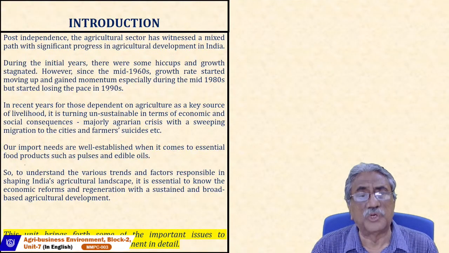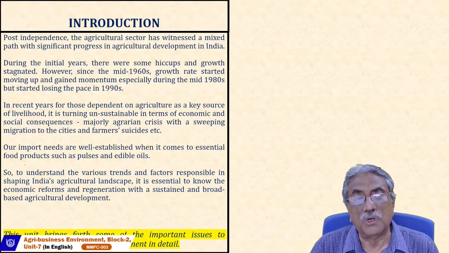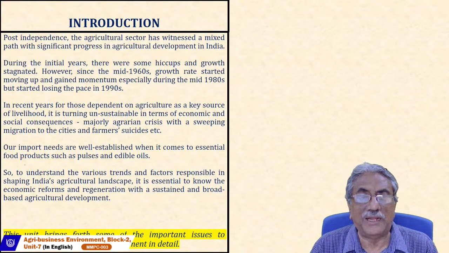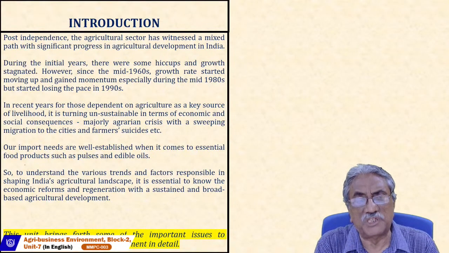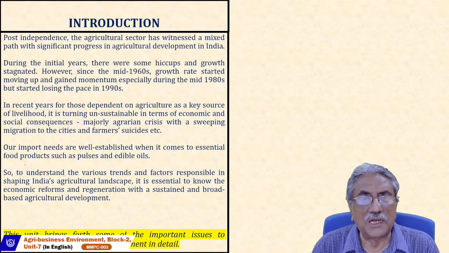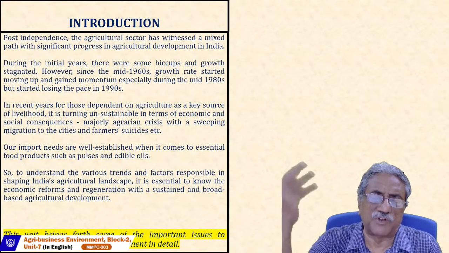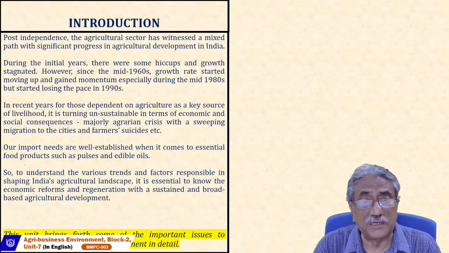Why unsustainable? Because, as I told you, land holding is becoming small. So whatever crop you grow and the price you get, you really cannot live a good life. So there is a major migration taking place, and also there is price fluctuation that you are dependent on.